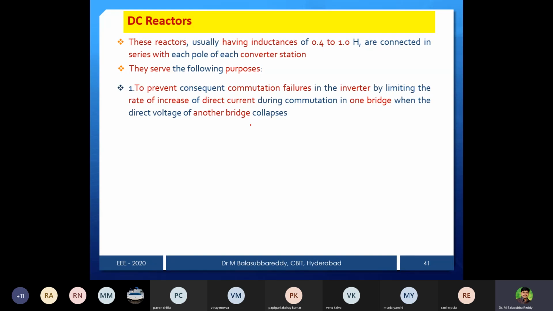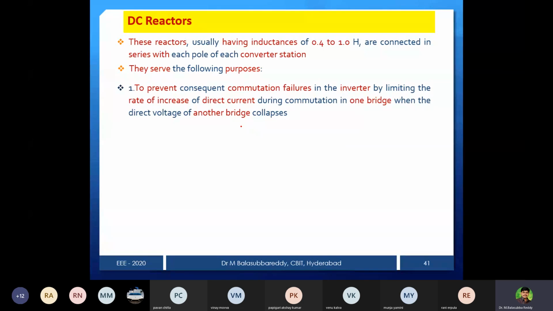So suppose 1 3 and then 4 6, or maybe 2 4, while it is transferring the current from one valve to the other, a commutation failure may happen. In that scenario, there is a chance of getting a commutation failure, a double commutation failure also. Once we use this reactor, we prevent consequent commutation failure, so that it is not repeated many times in a cycle, which we have to prevent.